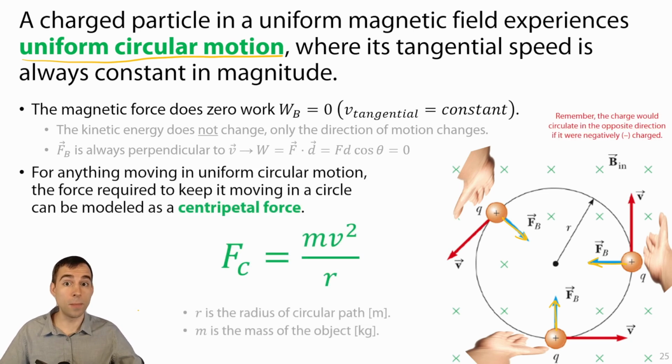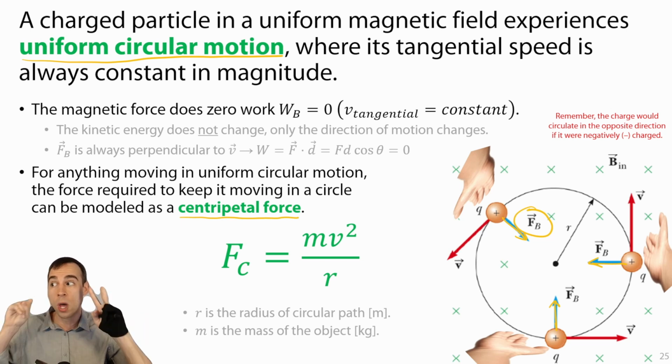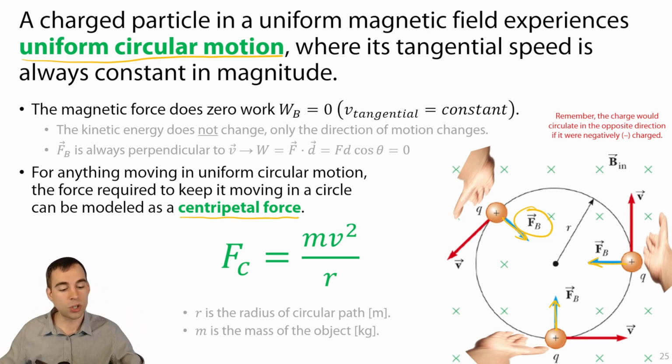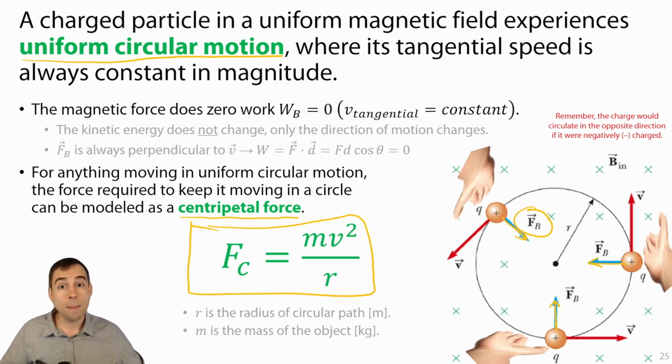For any particle that moves in a circular path, we could say that the force that is keeping it moving in that circular path can be modeled as a centripetal force. In truth, the centripetal force is not the real force. The real force that keeps this particle moving in a circle is the magnetic force, but we can model that force as being equal to an imaginary centripetal force, which always takes the form of this equation. The centripetal force is mv squared over r, where v is the speed that the particle moves in that circular path and r is the radius of that circular path.